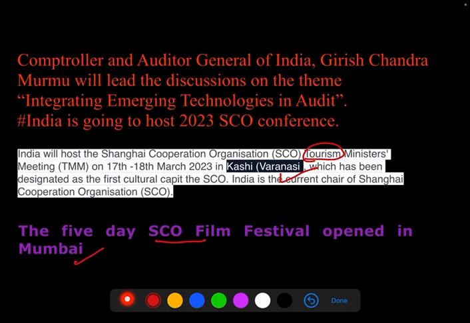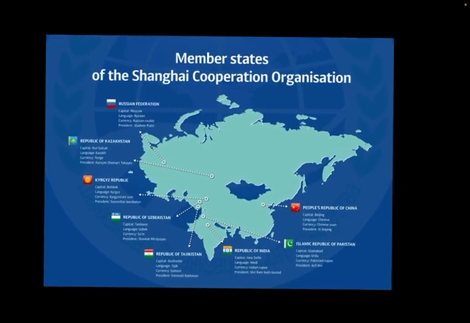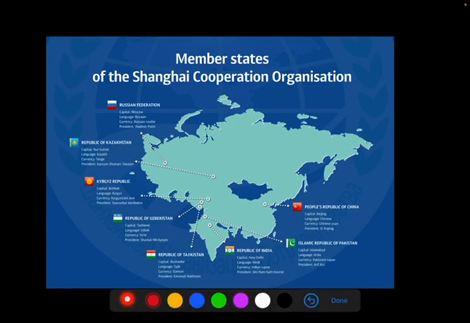So, as we saw, it was in news for several reasons, and it is our duty to understand the major background events, or we can say the major topics we can remember from the point of view of questions in prelims. Well, how many members are part of Shanghai Cooperation Organization? Currently, there are 8 members part of it.